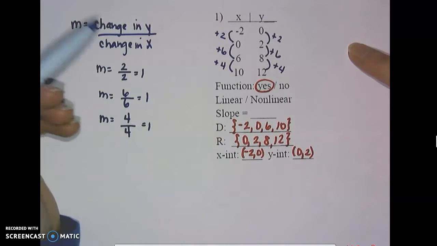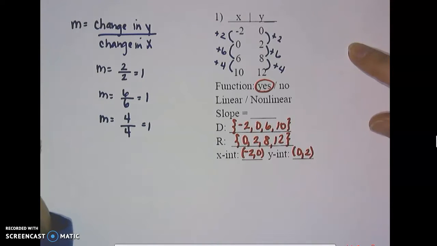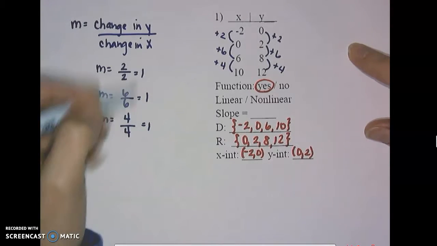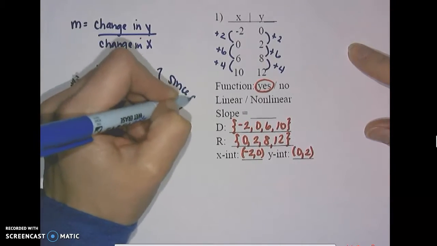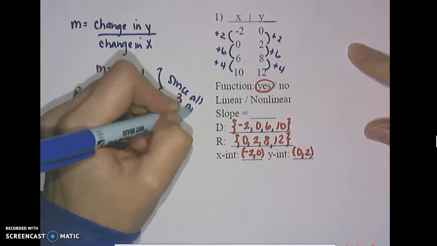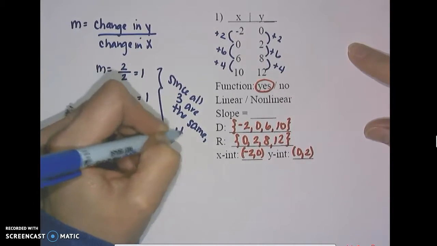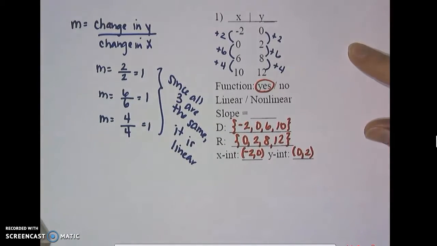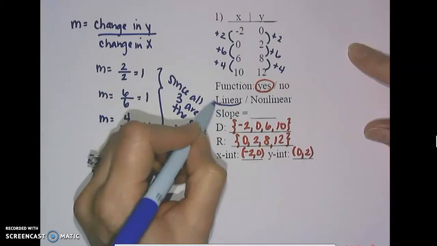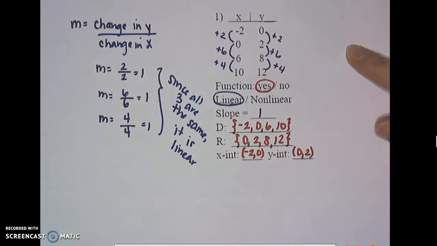So here we have the exact same slope, okay? The exact same slope. So since all of these are the same, it is linear. We could connect these points with a straight line. So we're going to circle linear, and then our slope is that consistent thing that we got, that 1.